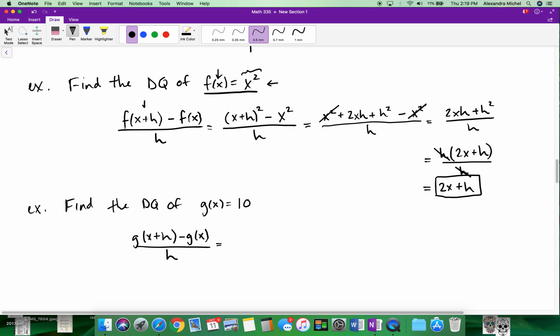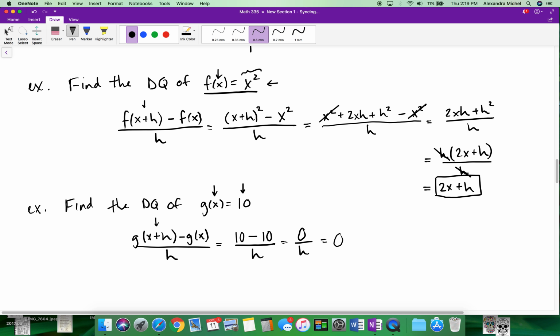And now with a constant function like this, my input is x, or whatever my input is, and my output is always 10. So if I plug in x plus h, I'm still just going to get 10 from this function because it's always 10. So g of x plus h minus g of x, which is 10, all over h. Well, this is just 0 divided by h, so this is 0.